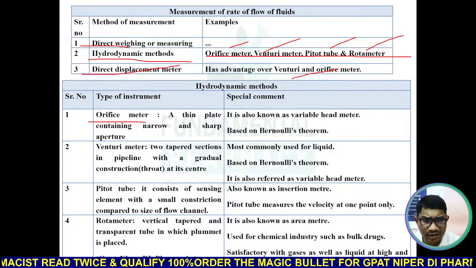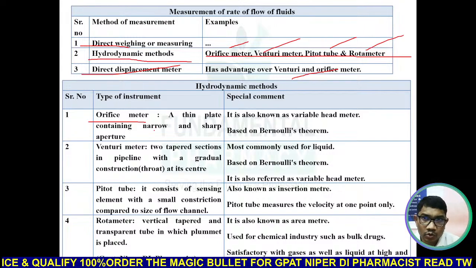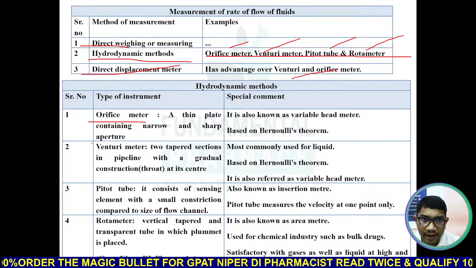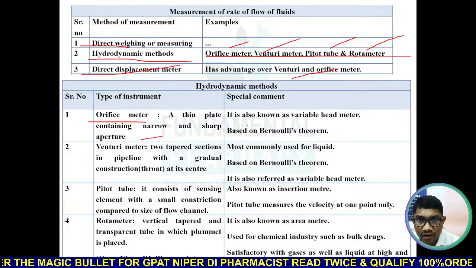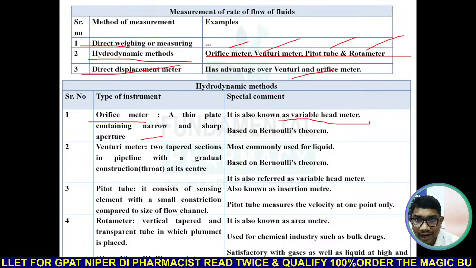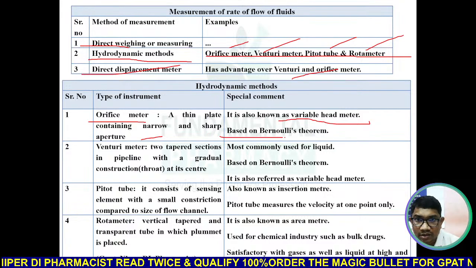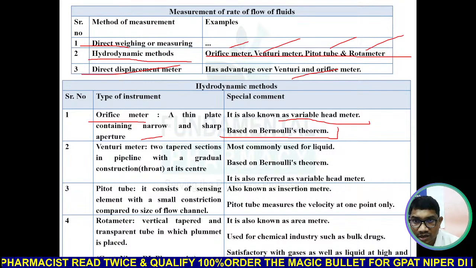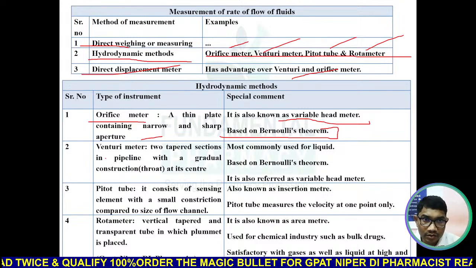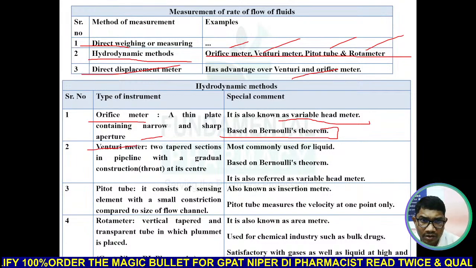So it has a thin plate containing a narrow sharp aperture. इसमें एक thin plate होता है, उसमें एक छोटा सा छेद होता है. Thin plate containing narrow and sharp aperture, है ना. So it is also known as a variable head meter. इसको बोलते हैं variable head meter, and it is also based upon the Bernoulli's theorem. मतलब क्या? To calculate the flow of fluid, Bernoulli's theorem will provide the relation, है ना. Then second होता है venturimeter. It is not much important but question आ सकता है.